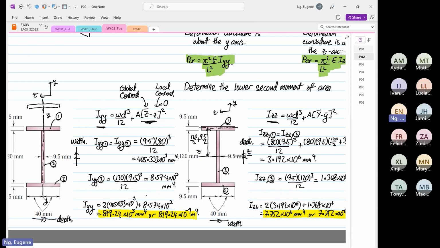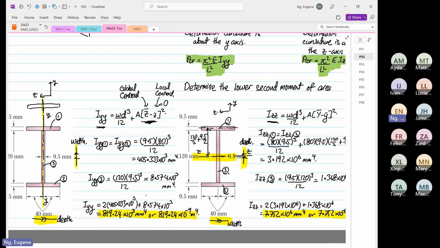Okay, so to do IYY, the first thing that you do is you sketch out the axis of interest. Then the geometry parallel to the axis is known as the width. The perpendicular is known as your depth. When you always do this, like over here, for IZZ, the axis of interest, parallel to the axis is the width, perpendicular is the depth. Whenever you do this, you will never go wrong.